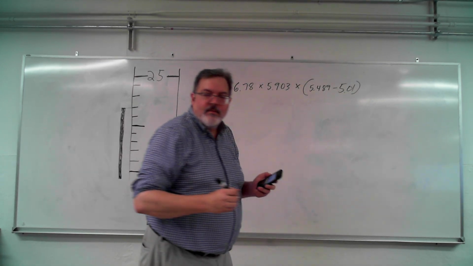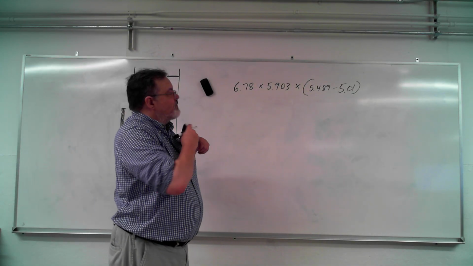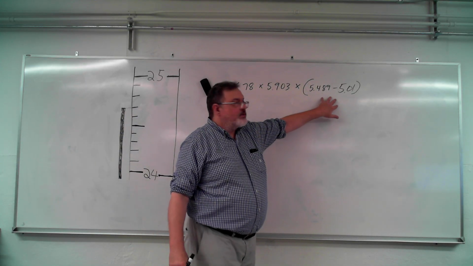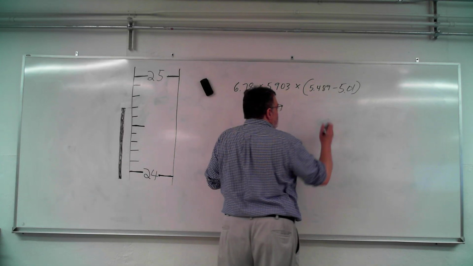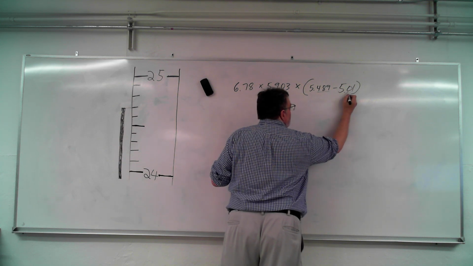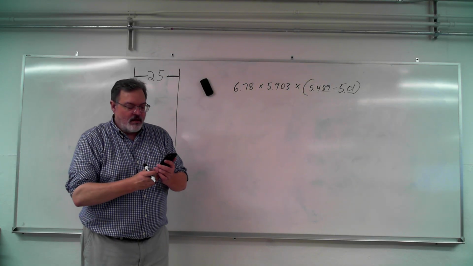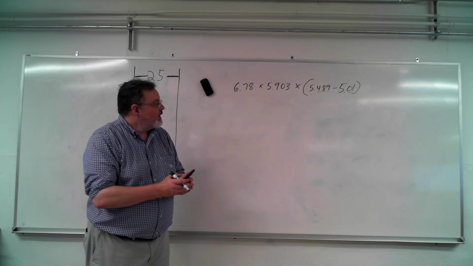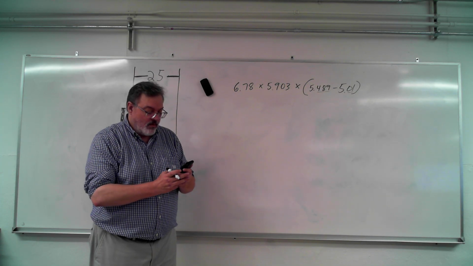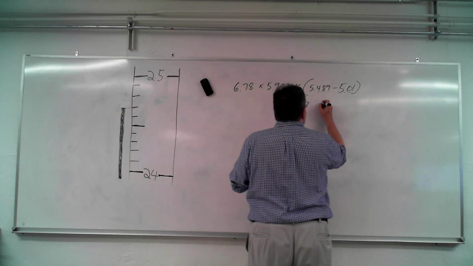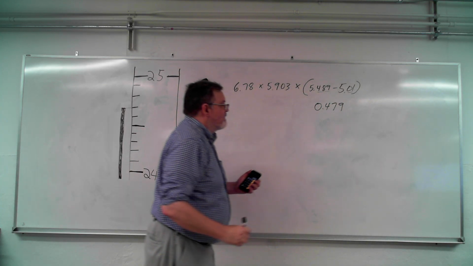So now we have multiple steps to go through. Of course, what you do first is the subtraction. Again, you use the addition/subtraction rule: there are 3 digits after the decimal here, 2 here, so 2 after the decimal is what that answer needs to be. Put this in my calculator, it gives me 5.489 minus 5.01. That's what my calculator says.